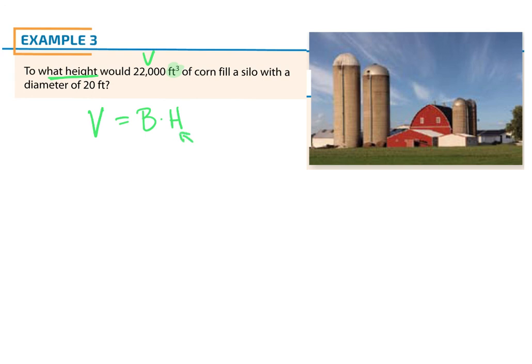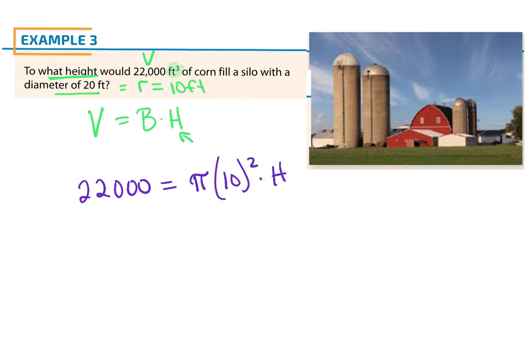What is the height? Also pay attention to what they gave you. They gave you diameter. You need radius. So if they hand you diameter in this formula, you're going to need radius. So if my diameter is 20, what is my radius? Yes, it's 10. So they said the volume then is 22,000 feet cubed. We're going to say pi r squared, that's 10, times h. 10 squared is going to be 100. So I have 100 pi times my h.